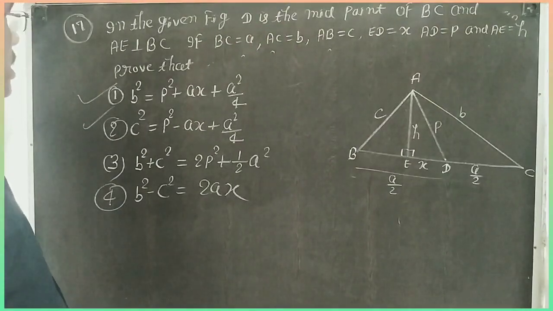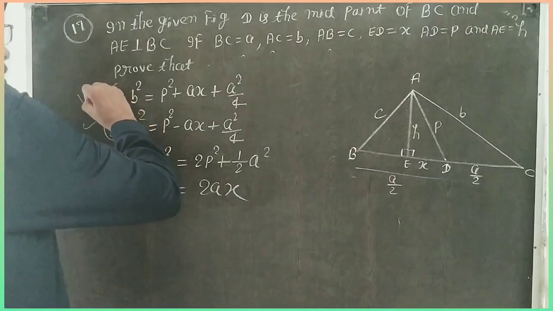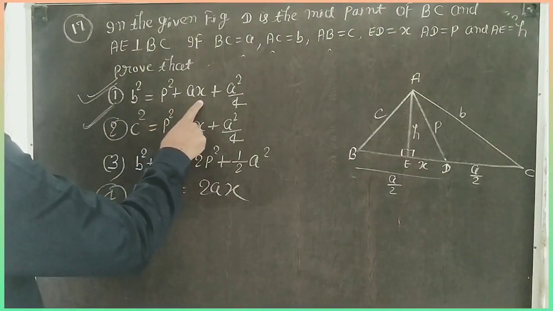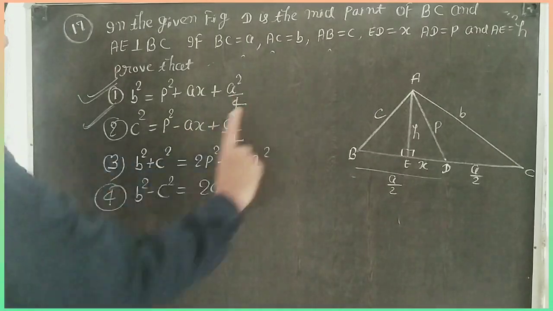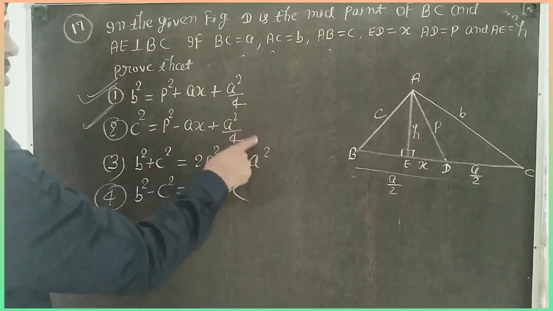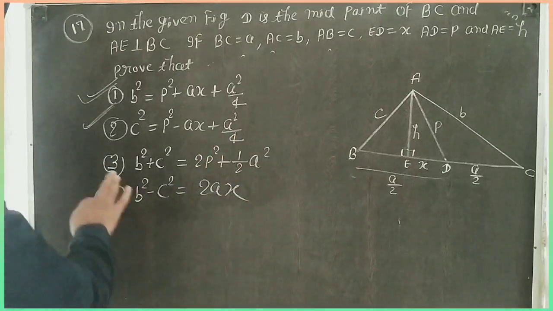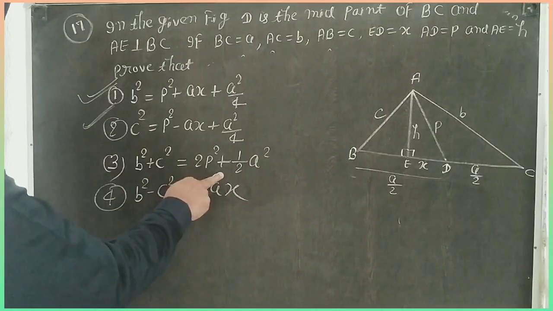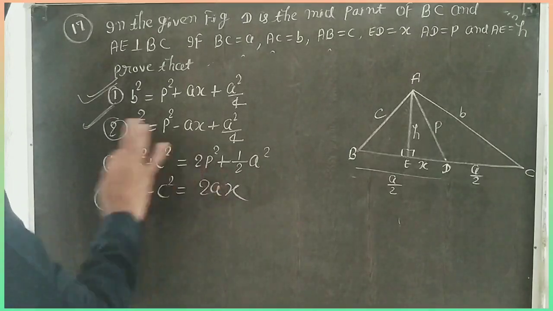In these questions there are 4 questions to solve. First one, b square is equal to p square plus ax plus a square by 4, already solved. Next, c square is equal to p square minus ax plus a square by 4, you also solve it. Now third question is, what is the value of b square plus c square? And b square minus c square is equal to what?